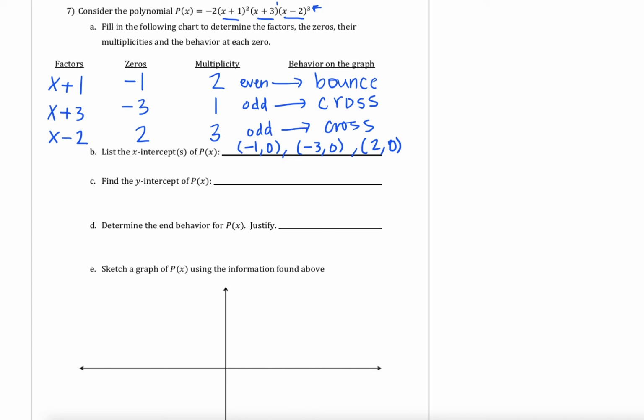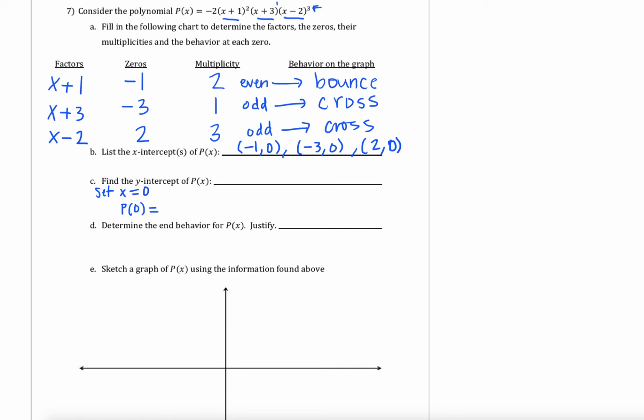Now to find our y-intercept, we are going to have to do some more work this time, but we can find our y-intercept by setting x equal to 0. Why don't you guys pause the video and find your y-intercept. So to check that, we're looking for what p of 0 is equal to.